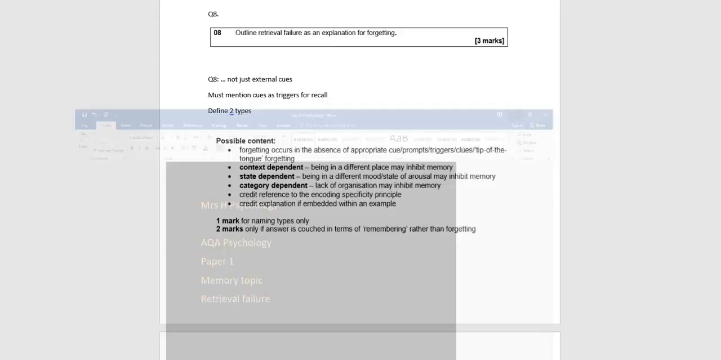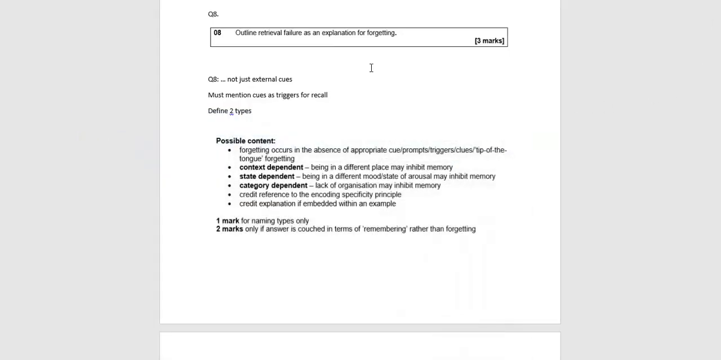So this is for AQA Psychology, paper 1, memory topic, and this question is specifically about retrieval failure. So let's look at the question. It was: outline retrieval failure as an explanation of forgetting, for 3 marks.